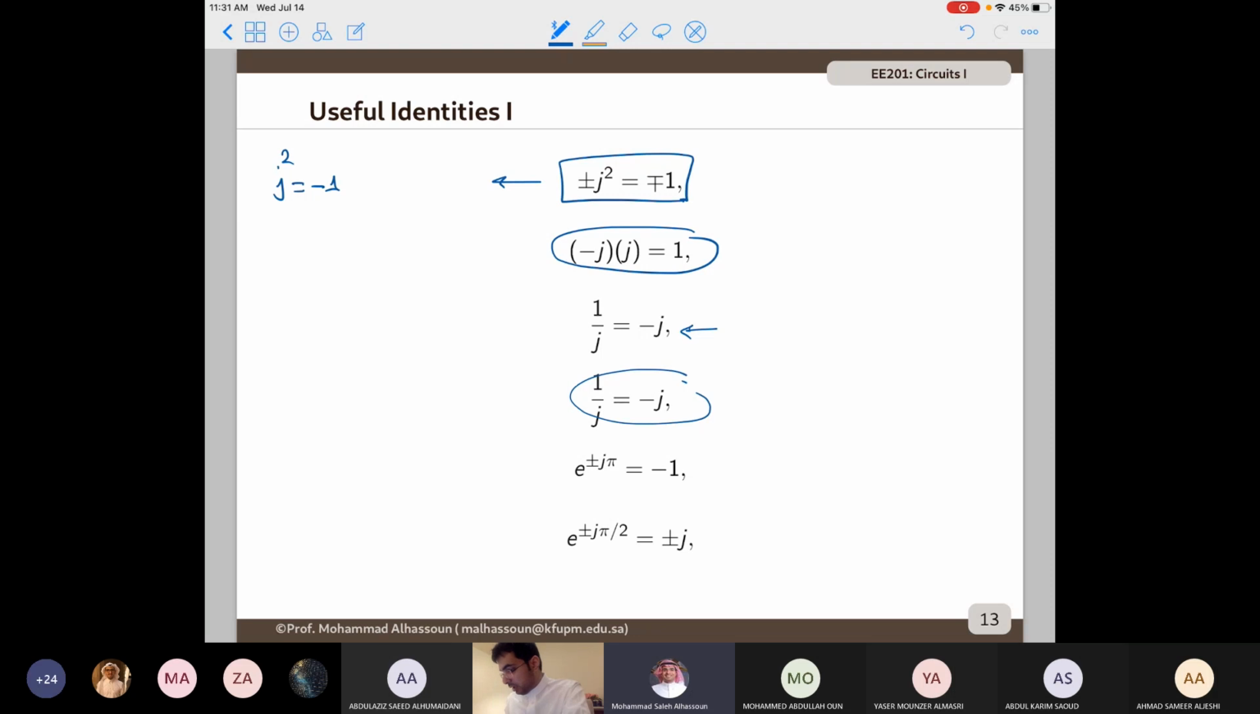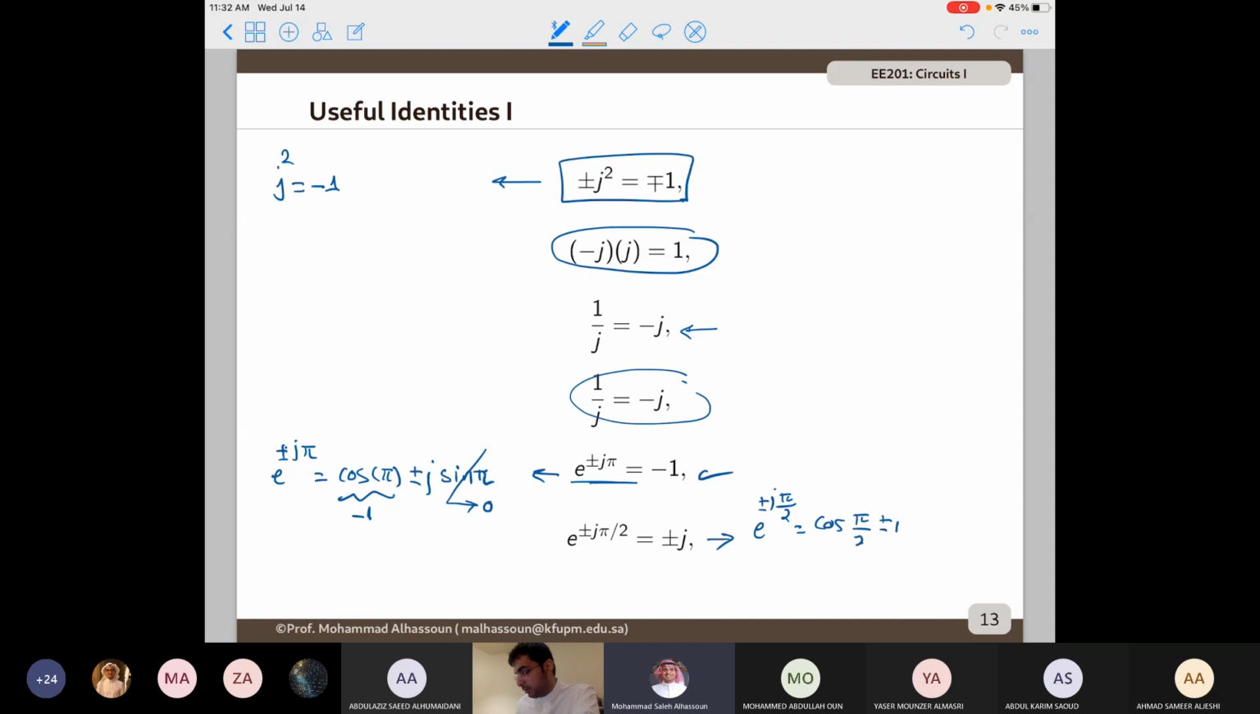Again, if you have e to the power plus or minus j pi, this is going to be negative. This is clearly from the fact that e to the j pi is cosine of pi plus or minus j sine of pi. And pi is 180, so sine of 180 is 0 and cosine of 180 is -1. This one comes from the fact, again, that e to the j pi over 2 is cosine of pi over 2 plus or minus j sine of pi over 2. So cosine of pi over 2 is always 0 and sine is always 1, so you will end up with plus or minus j.